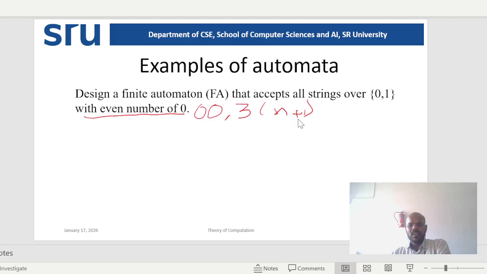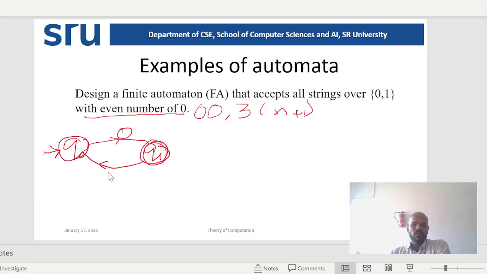Now you see the example. Take q0 as the starting state, right? Now take q1 as the ending state. If you take 0 as the input from here to here, what will happen? A single 0 is accepted, and one more 0 is not accepted. That means odd numbers of zeros are accepted.